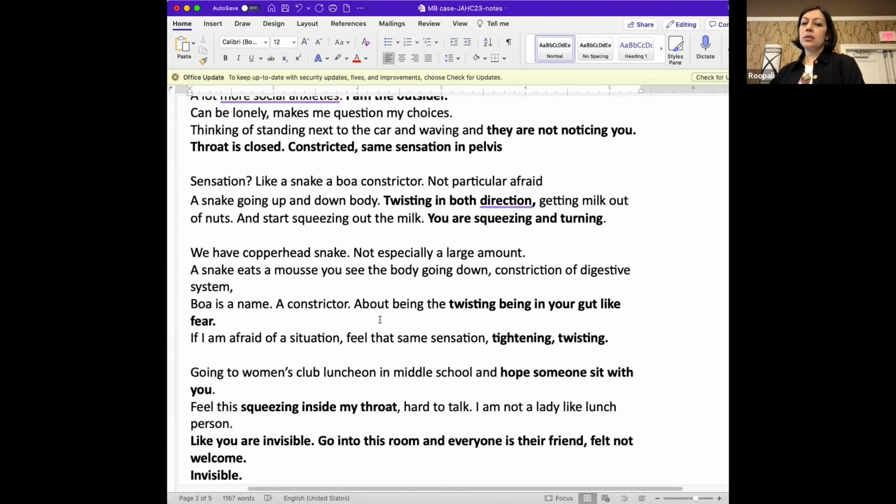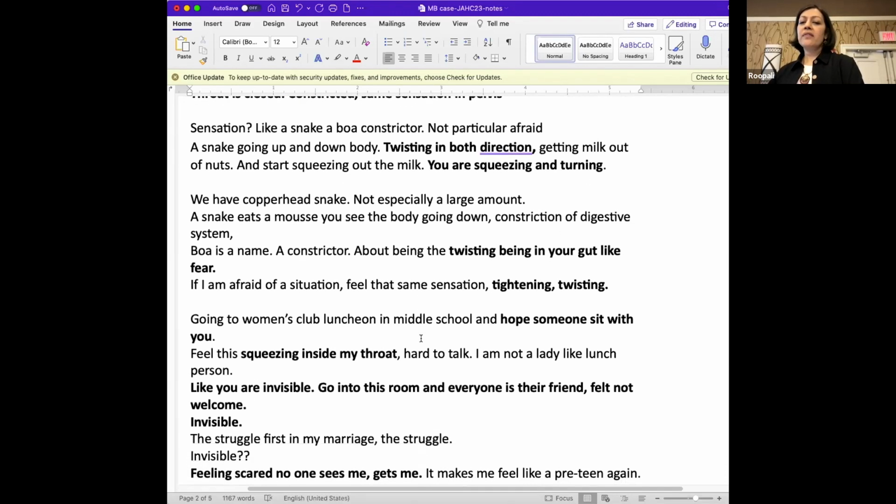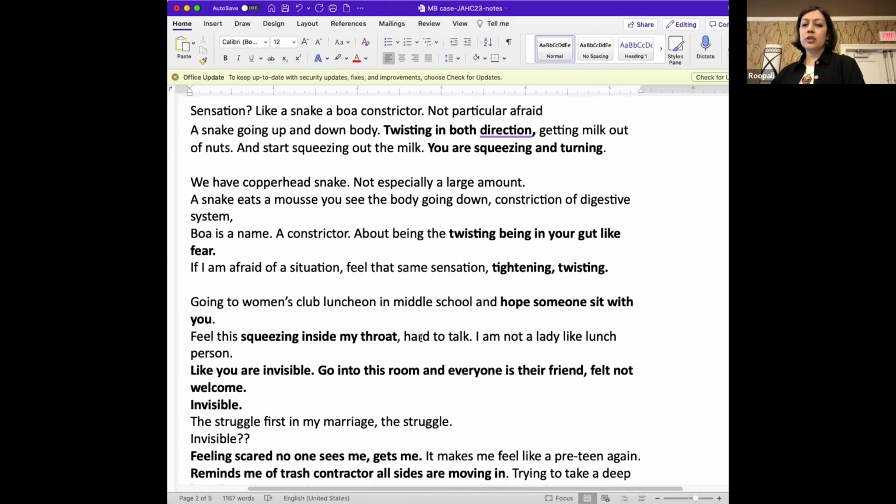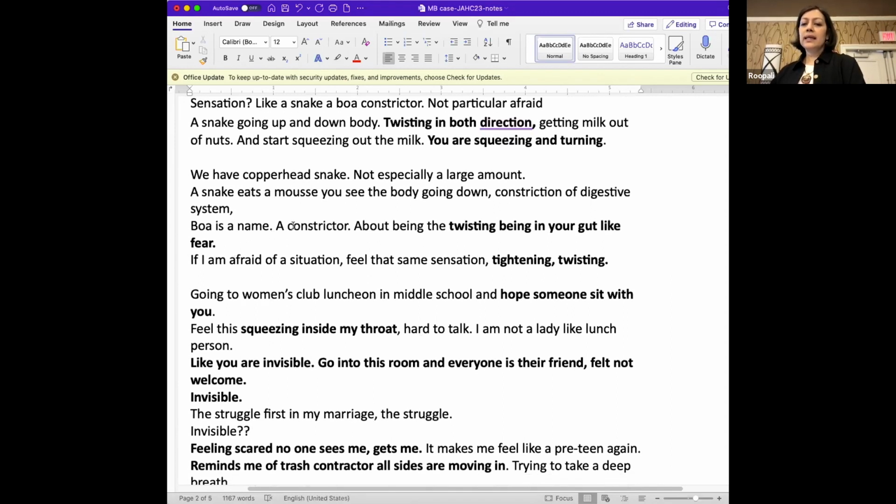What is the sensation? Like a snake, a boa constrictor. I'm not particularly afraid of them, I assume. A snake going up and down the body, twisting in both directions, getting milk out of nuts, and starting to squeeze out the milk. I'm not sure what that means. You're squeezing and turning. We have copperhead snakes here, not especially a large amount. A snake eats a mouse. I think that's a mouse, not moose. You see the body going down, constriction of the digestive system. Boa is a name, a constrictor.